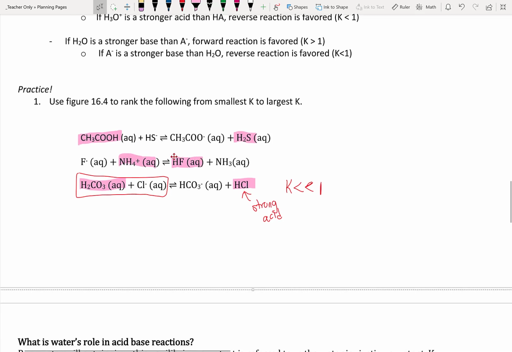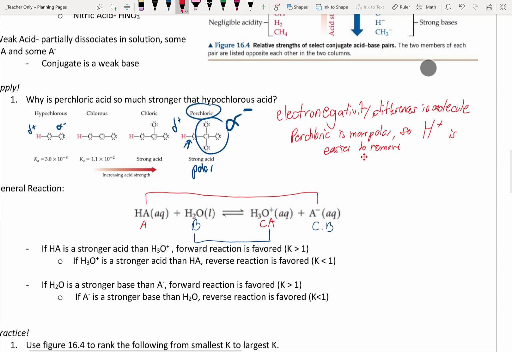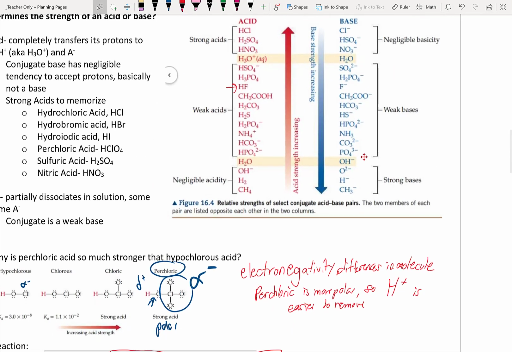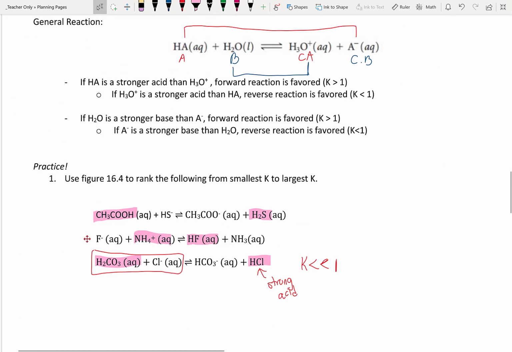Now for this one, we have HF and NH4+. Which of those is a stronger acid? Let's check. So here is HF, and then the other one was NH4+, which is right here. HF is the stronger acid. So it is going to be the one driving this reaction. It is more likely to donate a proton than the NH4. So the reverse reaction will be favored, and thus we know that K is going to be less than 1.